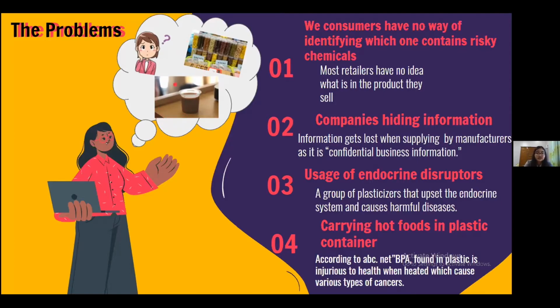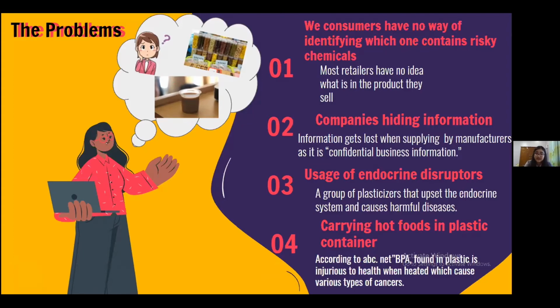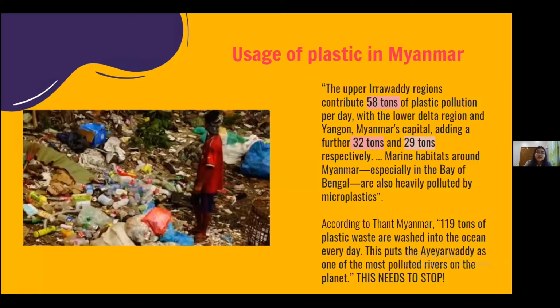This is the biggest issue in Myanmar because wherever you go, you can see food contained in plastic containers. And they're mostly not hard containers, they're loose plastic containers, which are even more harmful. According to abc.net, BPA found in plastic is injurious to health. BPA stands for bisphenol A, a polymer which can cause different types of cancers.